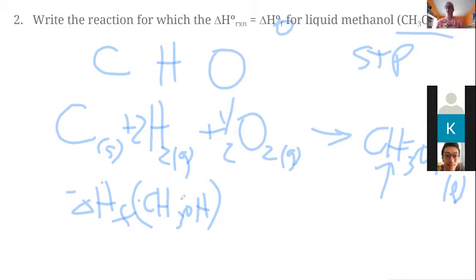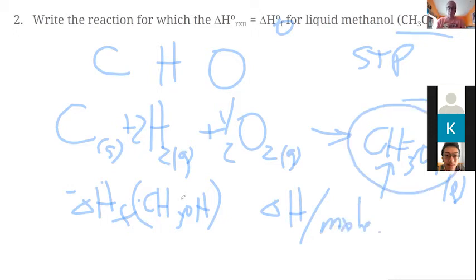Now I know you've been told in the past that you can't have half of something in a reaction. Well, in this instance, you have to, because delta H, as I've said before, means per mole of liquid methanol. So we would need 1 mole of carbon, 2 moles of hydrogen gas, and half a mole of oxygen gas. You can't do that when we're dealing with molecules, because there's no such thing as half a molecule of oxygen. But when we're dealing with moles, you absolutely can have half a mole of oxygen.